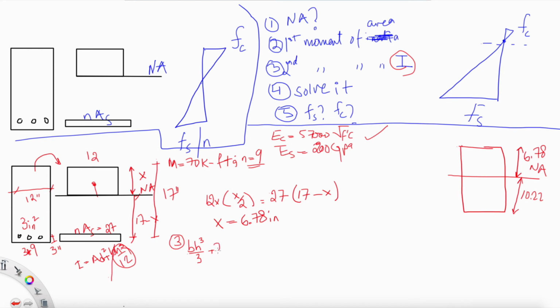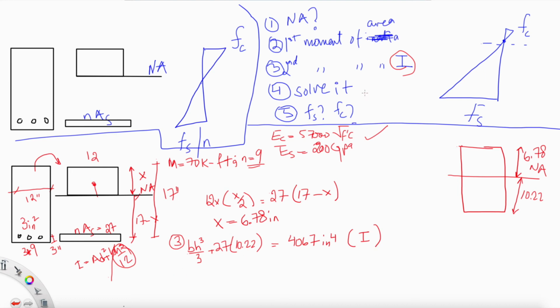So A times d squared, with d being 10.22, which is 17 minus x, now this is x. b is 12, and h cubed is 6.78 cubed, over 3. If you do the math, we will have 4067 inch to the power 4. Once you get I, the moment of inertia, that's it. We just have to calculate the stresses.